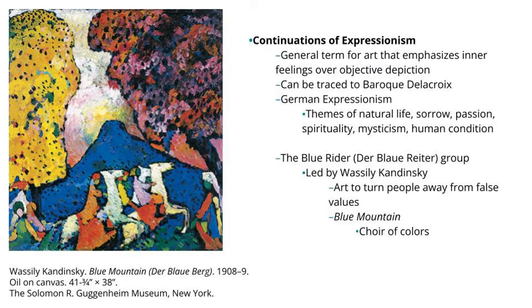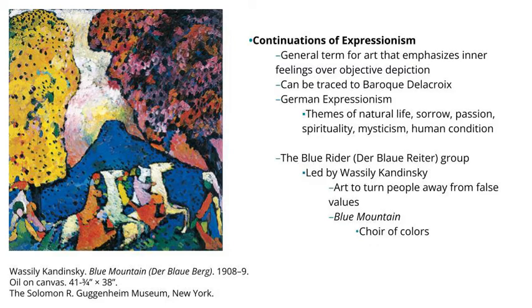And this is referencing Expressionism, that is the general term for art that emphasizes inner feelings over objective depiction. It can be traced to Baroque's Delacroix, which we looked at earlier. But here is an example of German Expressionism, which really focuses on themes of natural life, sorrow, passion, spirituality, mysticism, and the human condition.